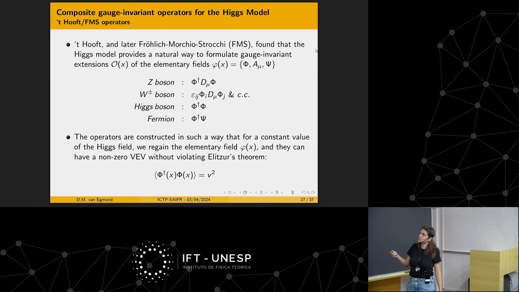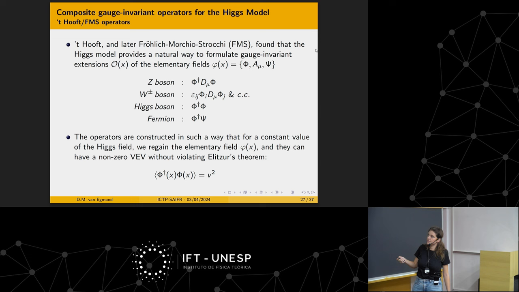And they are all constructed in such a way that for a constant value of the Higgs field, we regain each elementary field that it's supposed to represent. And now we can have a non-zero vacuum expectation value without violating Elitzur's theorem, because this is a gauge invariant object, so we do not break gauge invariance. And Elitzur's theorem only said things about gauge variant objects, and this gauge invariant object can very well have a non-zero VEV.